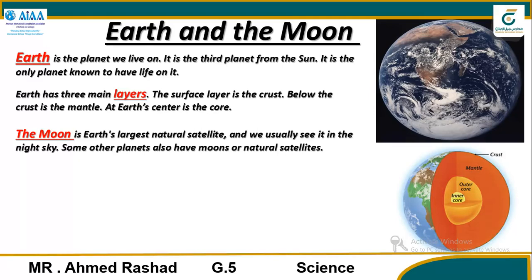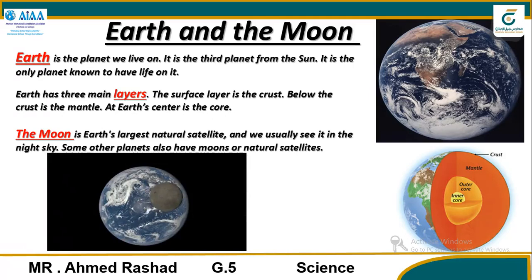We usually see the moon in the night sky, and some planets also, like Venus. Venus we can see in the morning and the evening. Some planets also have moons, or natural satellites, like Jupiter. Jupiter has 79 moons around it, including two large moons. And Jupiter is the largest planet in our solar system.